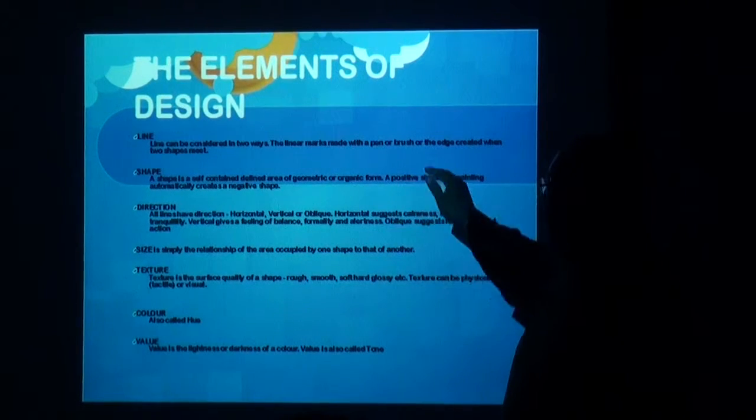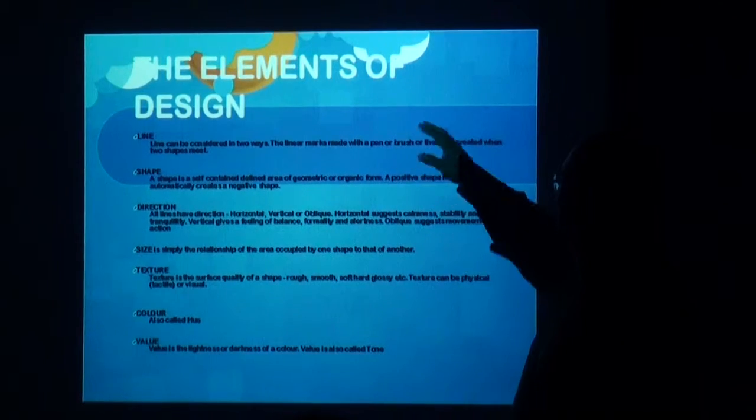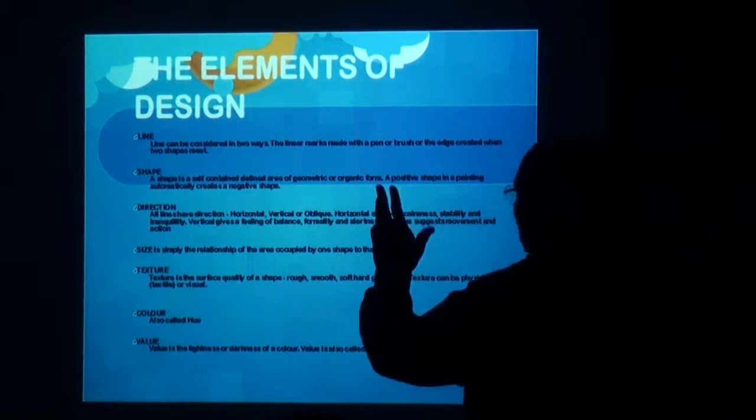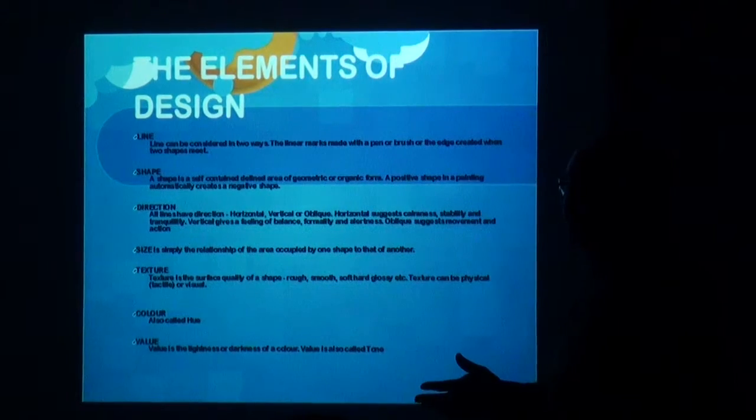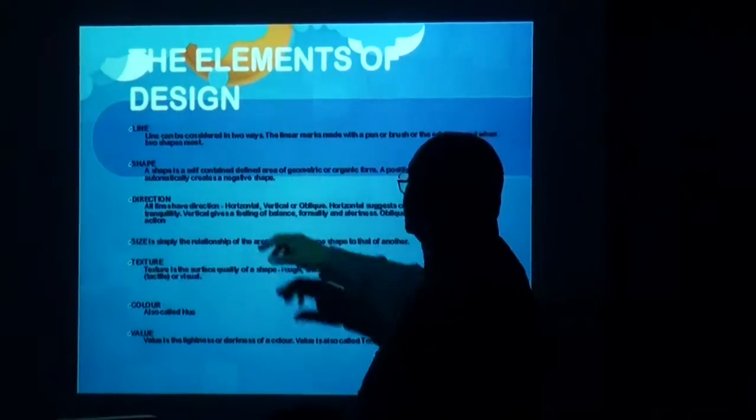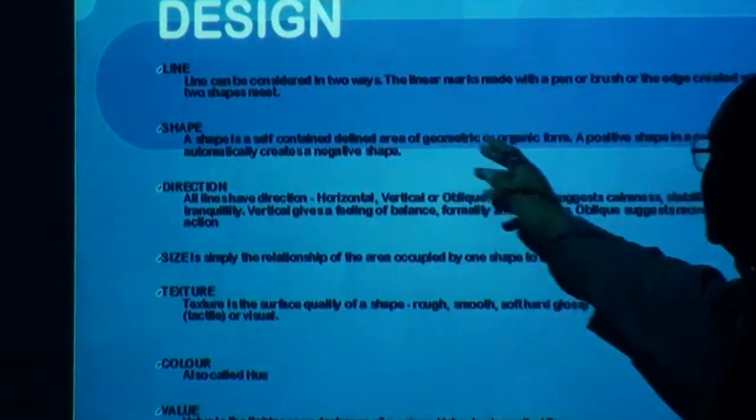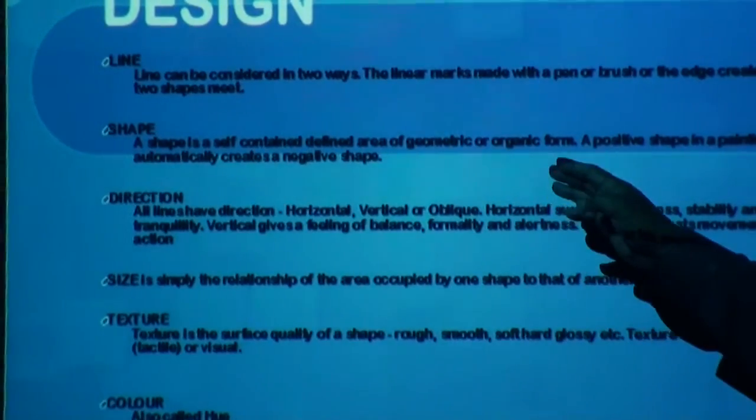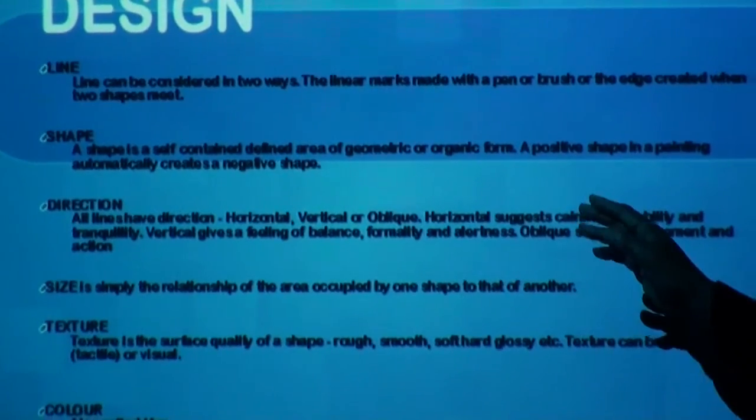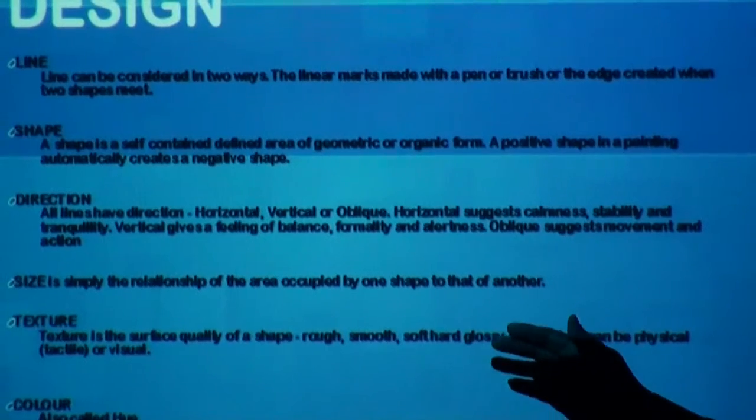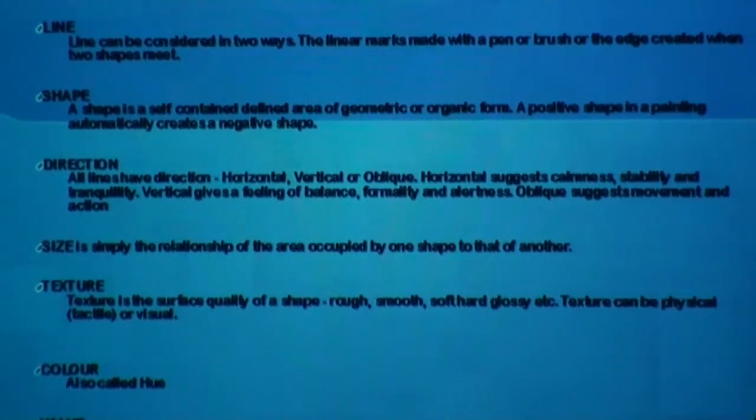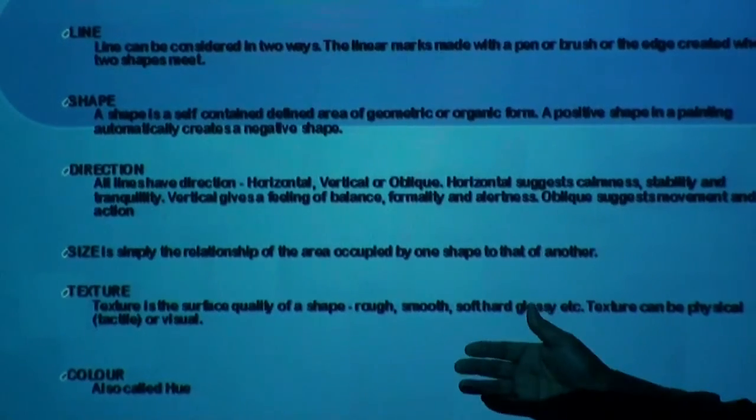I know this may be small and you can't see it, but these are the elements of design, and we'll talk about them a lot throughout this class. But the one that particularly interests us today for this project is line. It can be considered in two ways: as linear marks made with a pen or brush, or the edge created when two shapes meet.